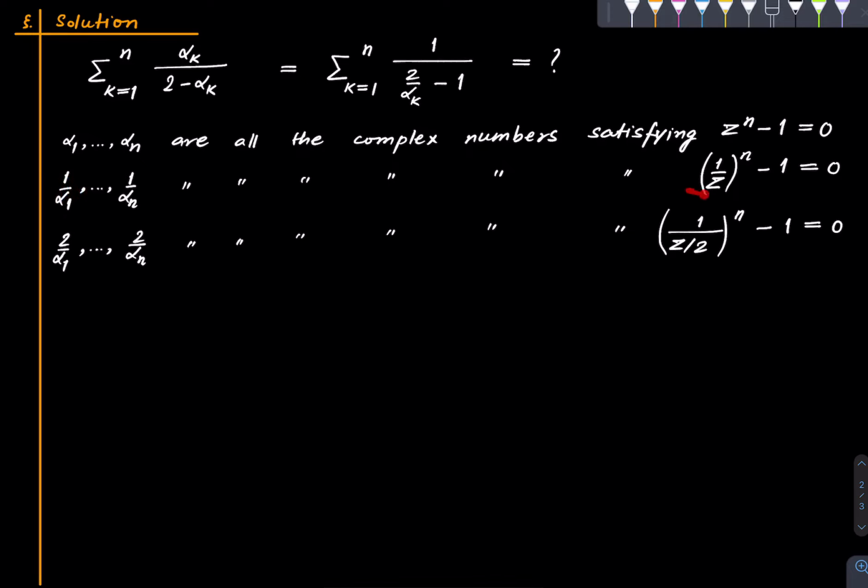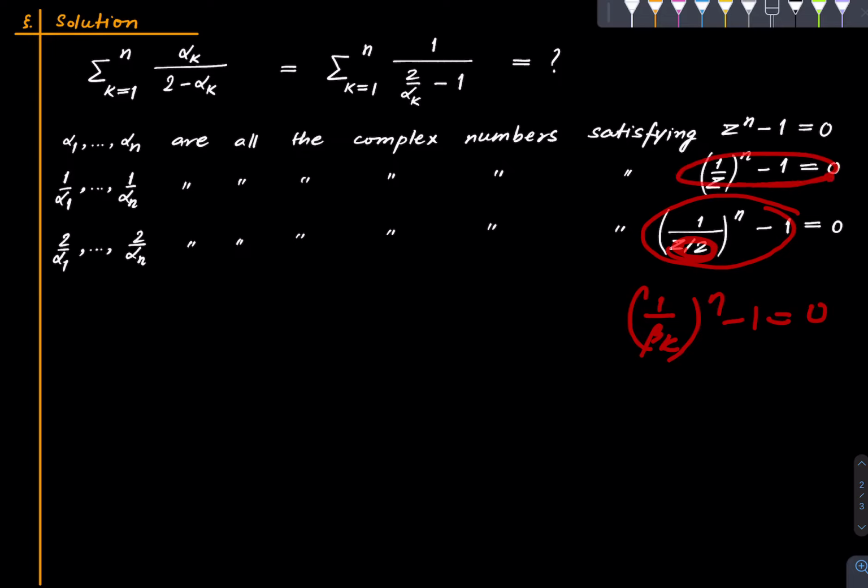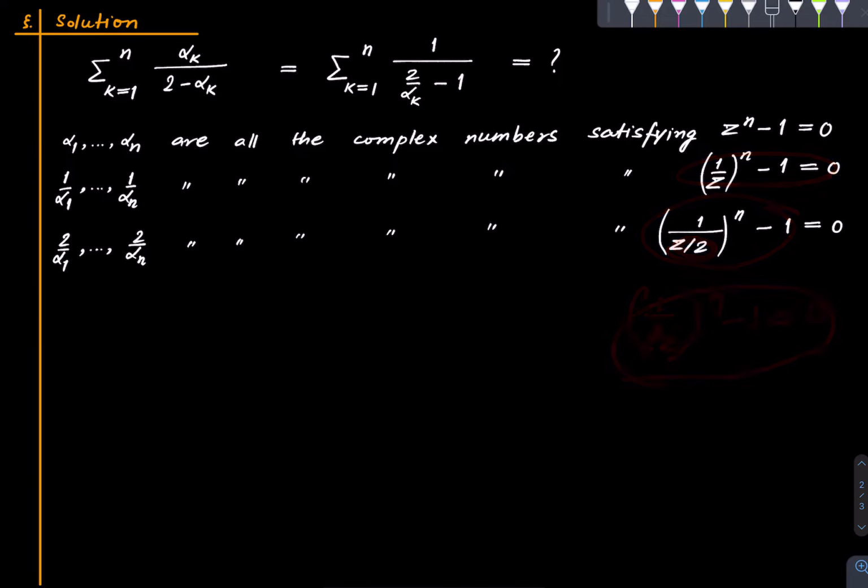So if we know that this equation has beta 1 up to beta n as its solutions, then which equation has 2 beta 1 up to 2 beta n as its solutions? It will be this. Here you'll see a z by 2, because if you substitute 2 beta k in place of z, you will see beta k here, and then this becomes just 1 upon beta k to the power n minus 1 equals 0, and beta k was a solution to that, and therefore this is indeed 0.